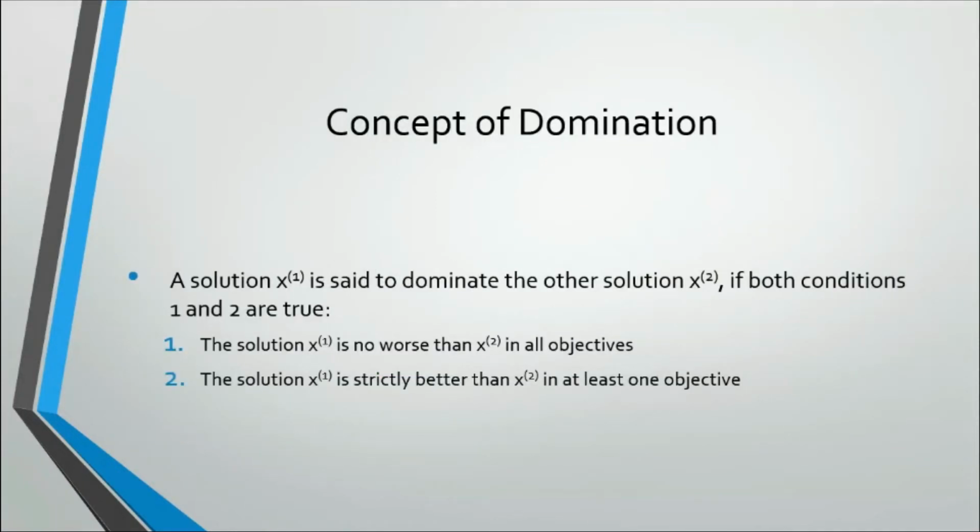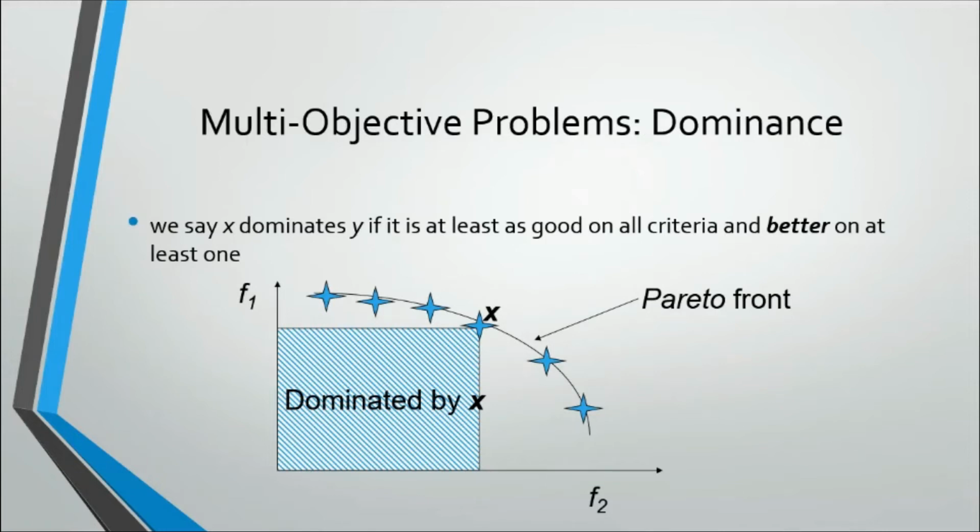So the concept of domination is: the solution x1 is said to dominate the other solution x2 if both conditions 1 and 2 are true. The solution x1 is no worse than x2 in all objectives, which we have already said. The solution x1 is strictly better than x2 in at least one objective. That is the concept of domination already discussed. Then for multi-objective problems, we say x dominates y if it is at least as good on all criteria and better on at least one.